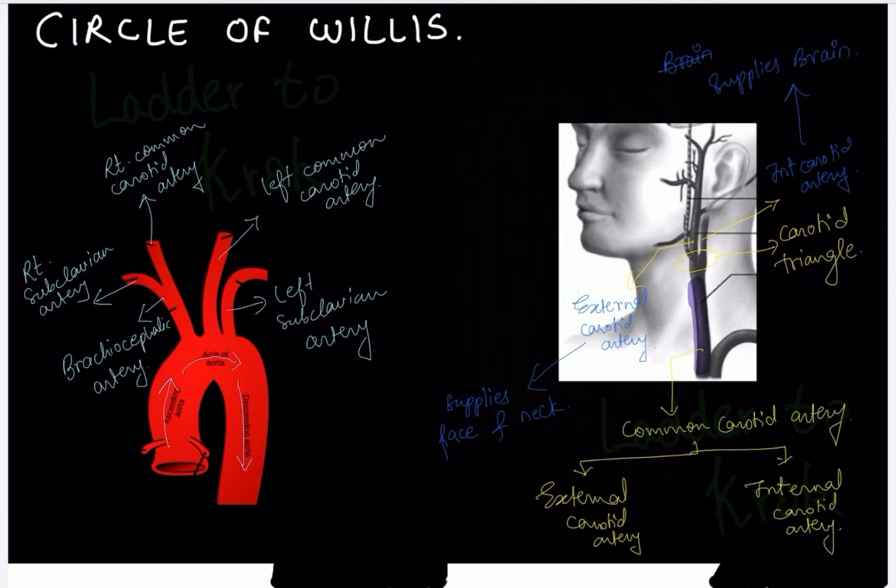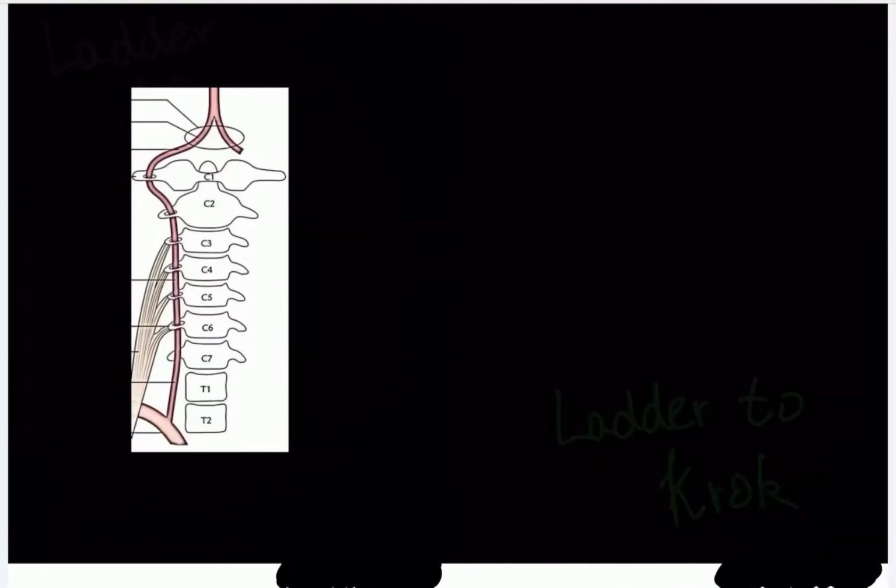Now this internal carotid artery, which we will be studying into the circle of Willis. So my motto of making you understand what is common carotid artery, I hope you understood it. Okay, so the common carotid artery will go into the carotid triangle and will divide into the external carotid artery, which will supply the face and the neck, and the internal carotid artery, which will go into the brain and form the circle of Willis. Okay, so let's move on with the circle of Willis.